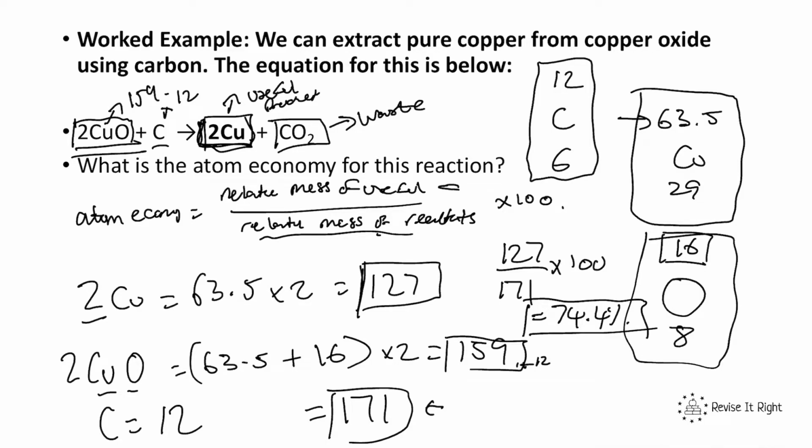Okay, so remember, we need the relative mass of the useful, so we need the periodic table for that, the relative mass of the reactants, and then times that by 100.